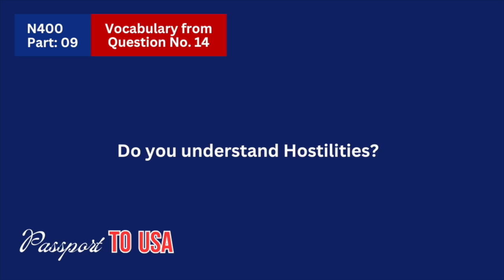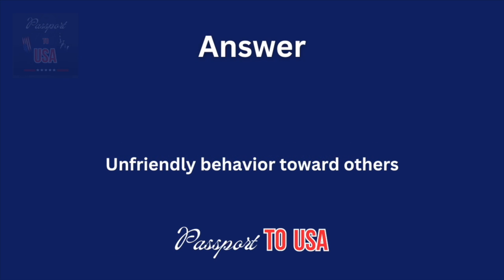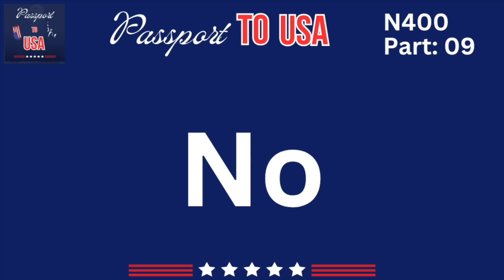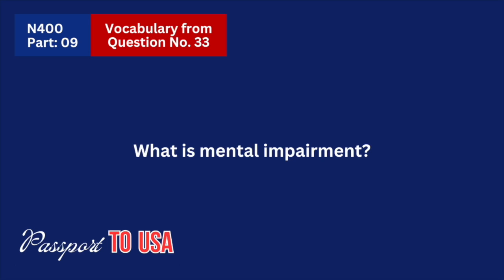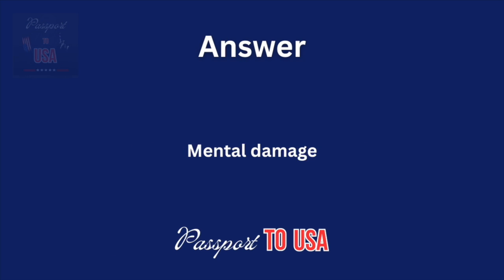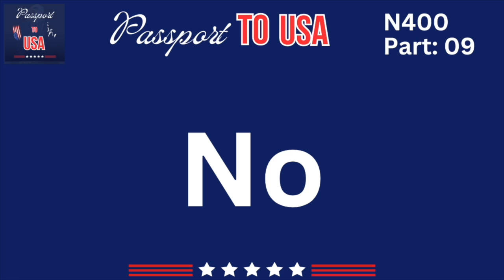Do you understand hostilities? Unfriendly behavior toward others. Are you currently a member of the U.S. Armed Forces? No. What is mental impairment? Mental damage. Have you ever received any weapons training, paramilitary training, or other military-type training? No.